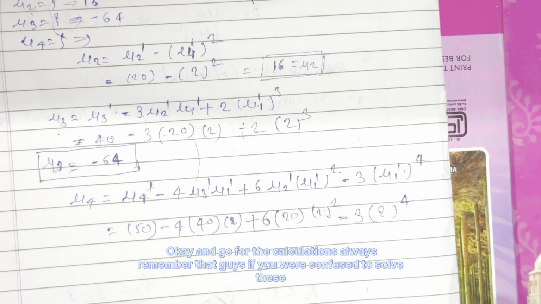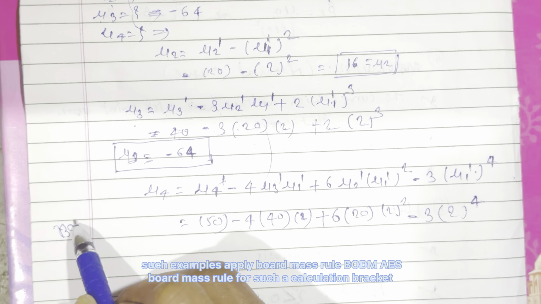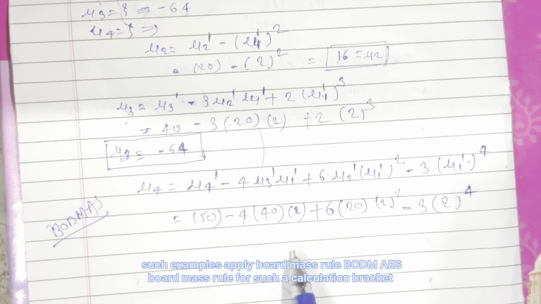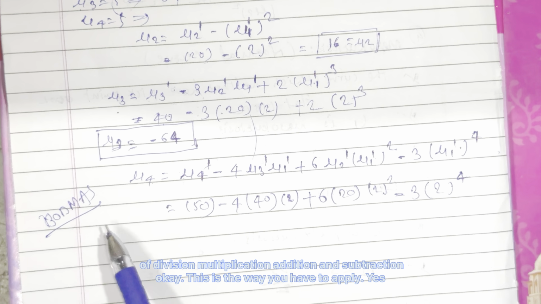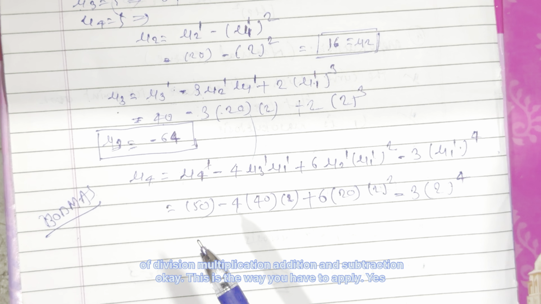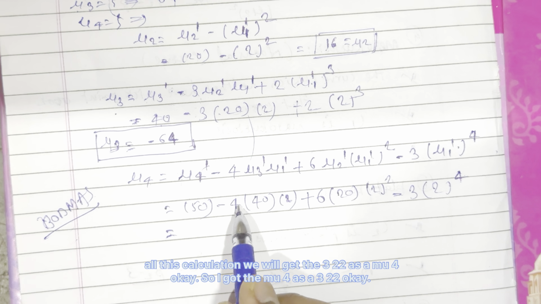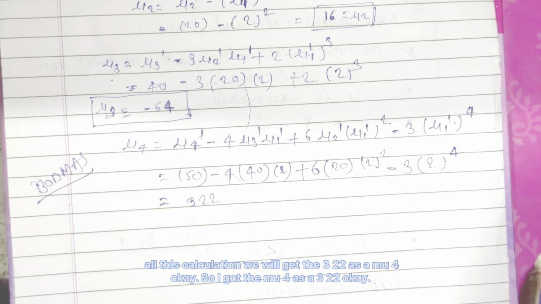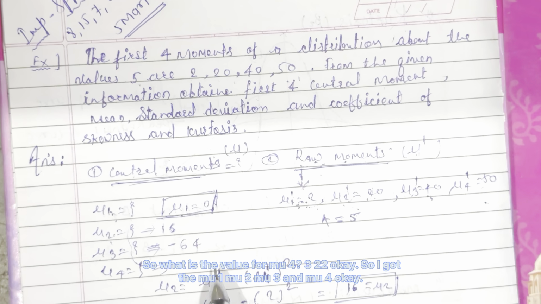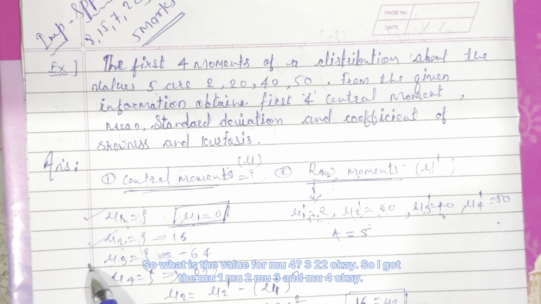Always remember, guys, if you are confused solving such examples, apply the BODMAS rule for such calculations: bracket, of, division, multiplication, addition and subtraction. This is the way you have to apply. So go for the further calculation for these many terms, guys. After finding all this calculation, we will get 322 as mu4. So I got the mu4 as 322. So what is the value for mu4? 322.